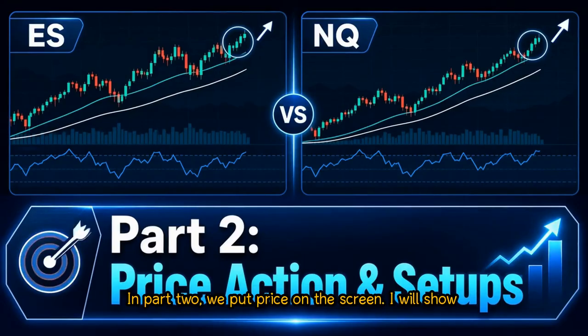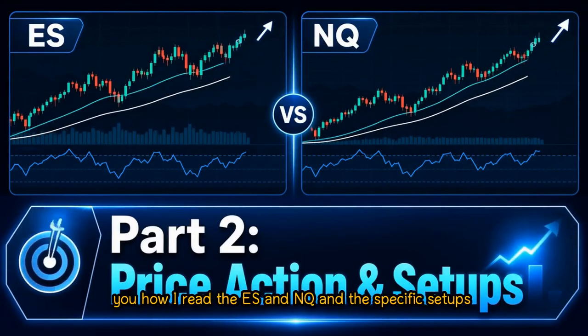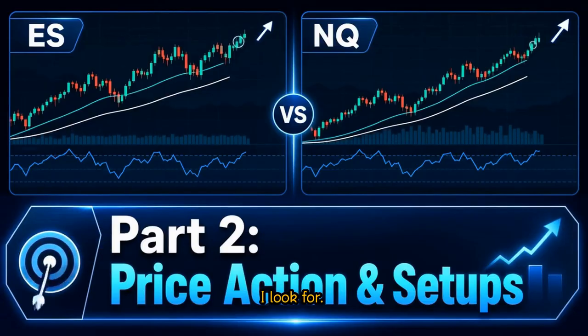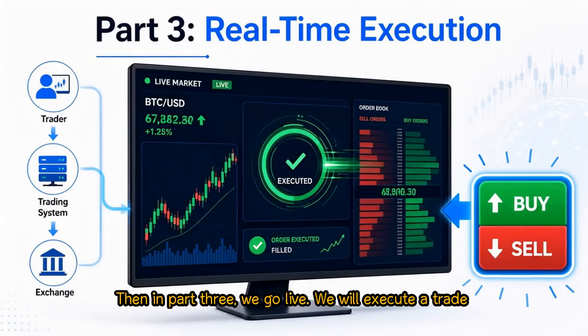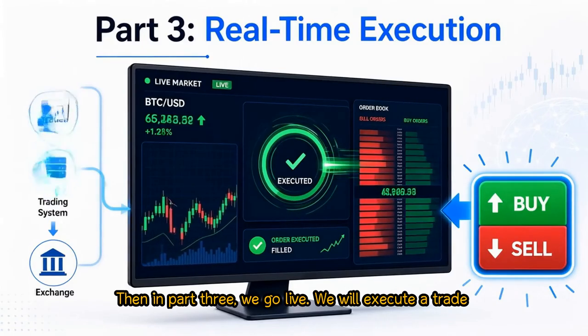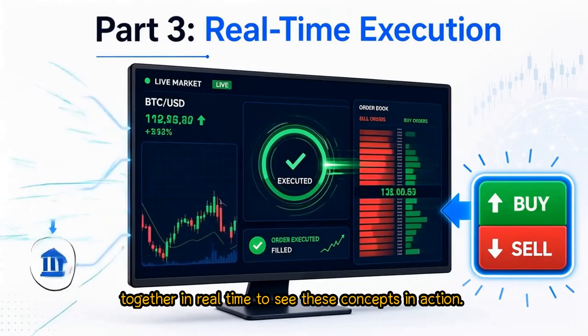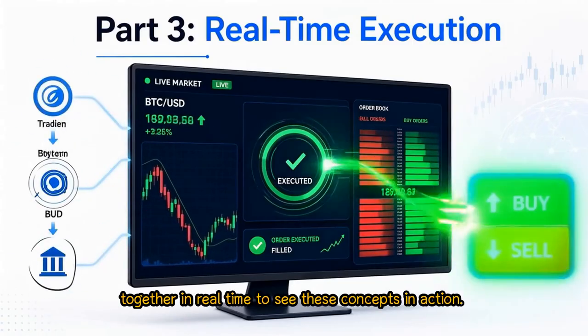In part 2, we put price on the screen. I will show you how I read the ES and NQ and the specific setups I look for. Then, in part 3, we go live. We will execute a trade together in real time to see these concepts in action.